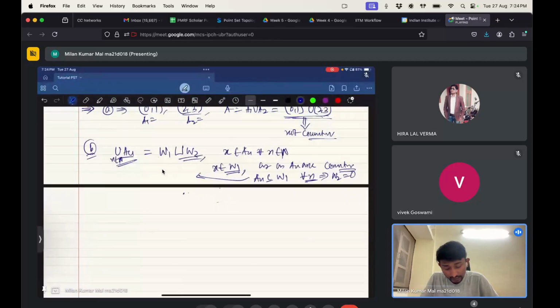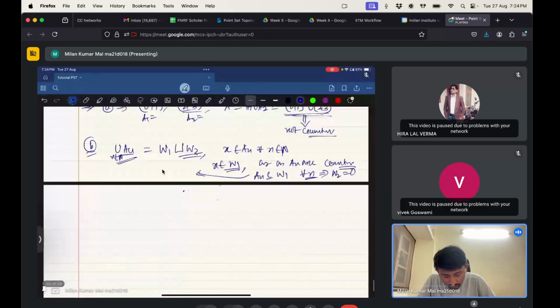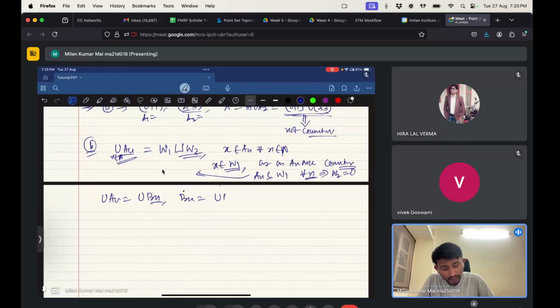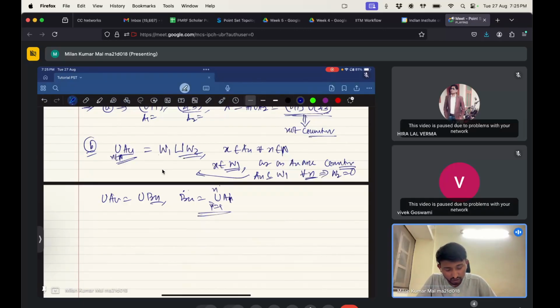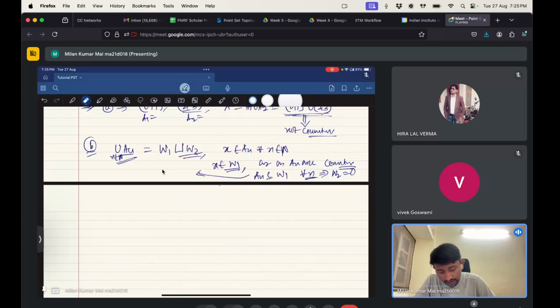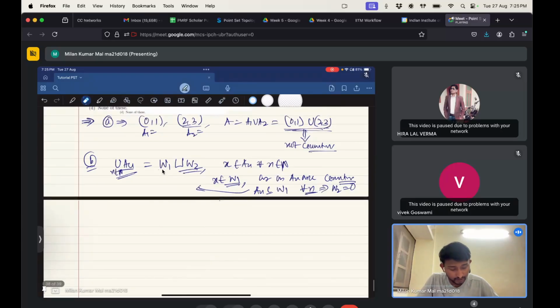You can take here a new subset. This union of An can be written as union of Bn, where Bn is equal to the union of Ai, i equals 1 to n. That is not a big deal. This is the same actually. So C is also correct. Okay, so I'm not doing any more. This C is correct and D is false. Okay, I think it is clear.